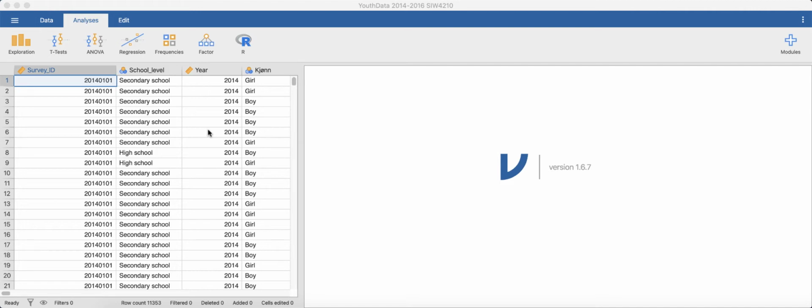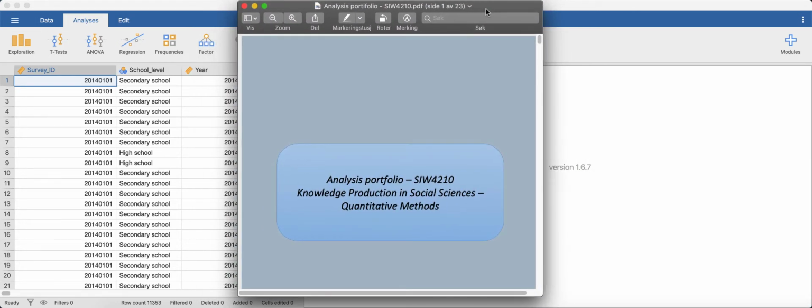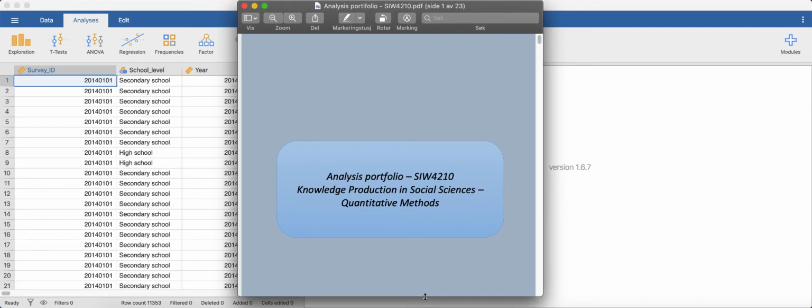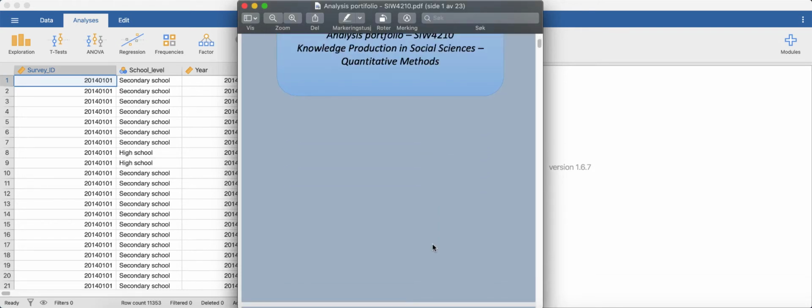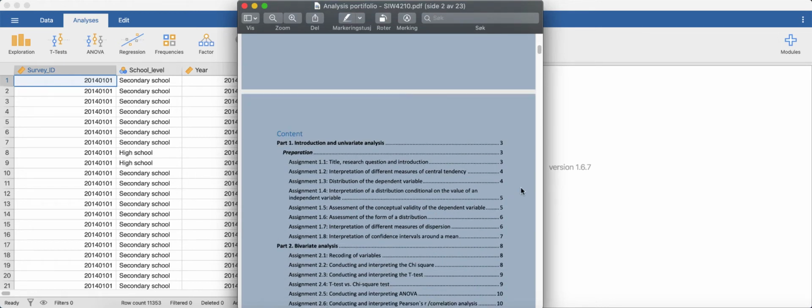So okay, we have this analysis portfolio that you'll be working with, which consists of 3 parts, as I said, and I'll be showing you how to do this first part in Jamovi in this video.